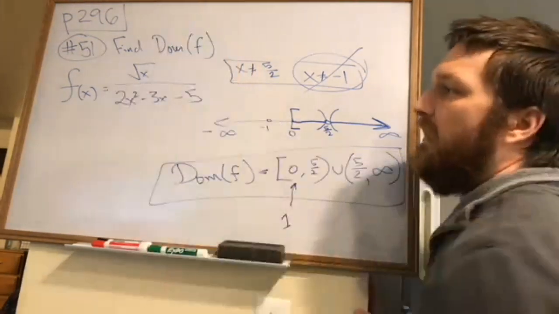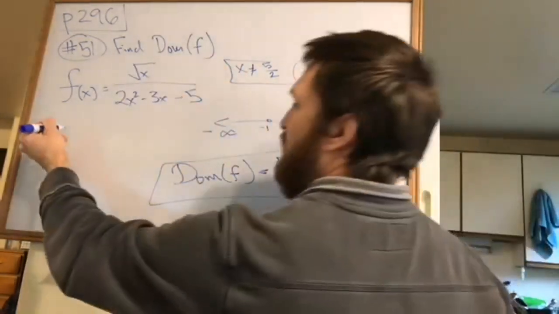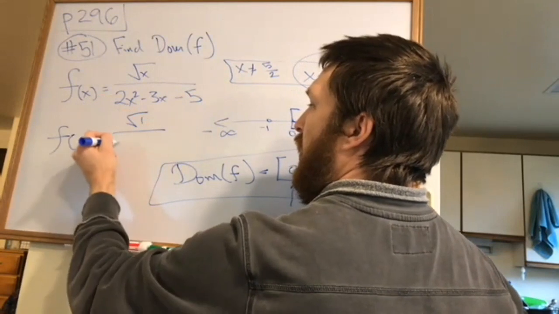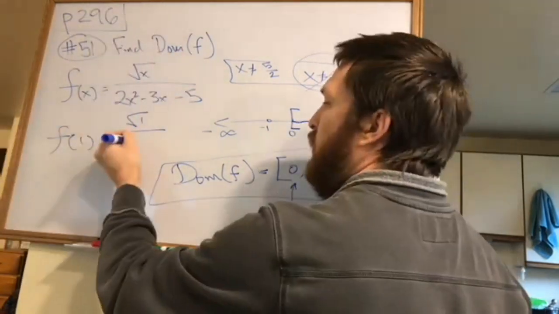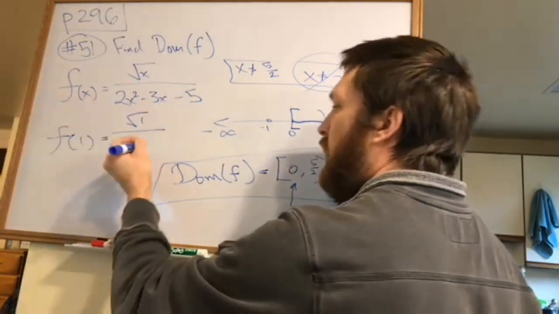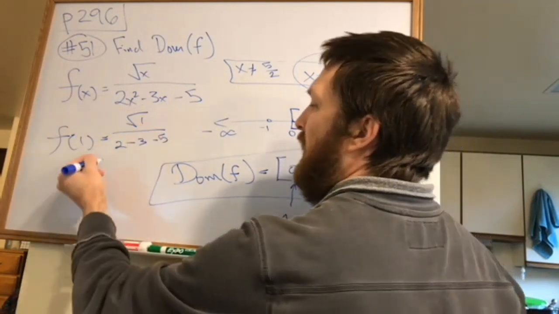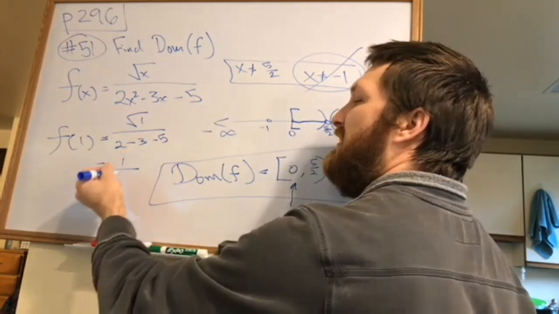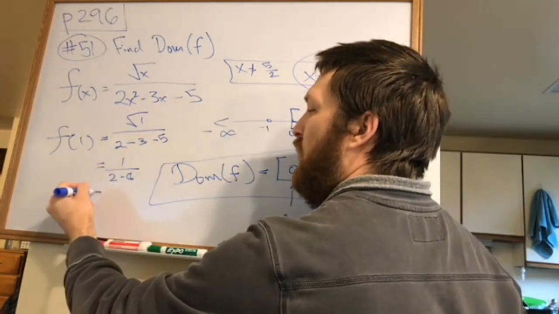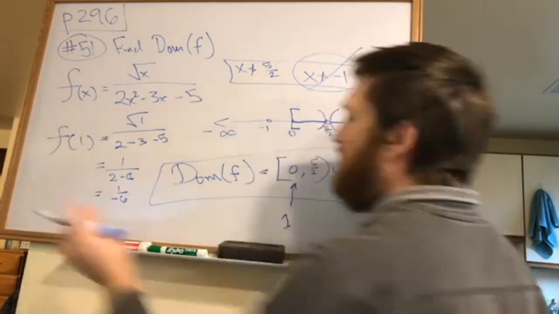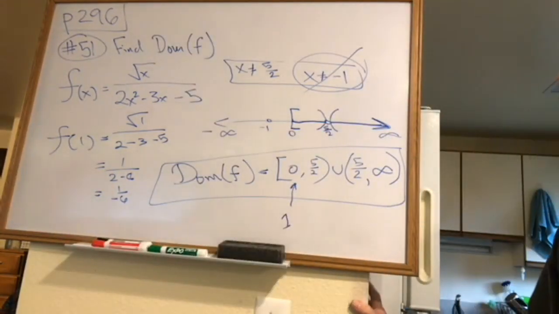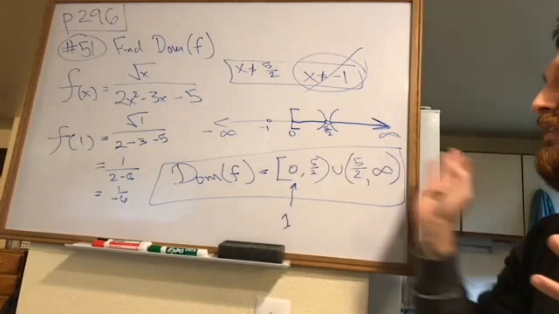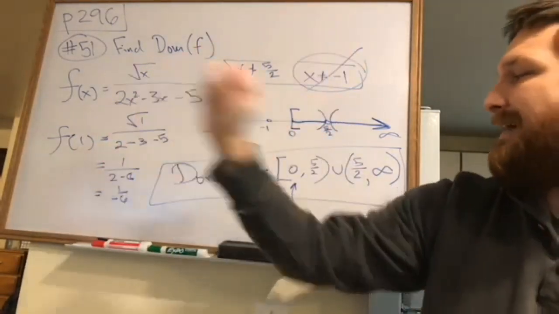And if you were to plug it in, you'd be perfectly fine because f of 1 is the square root of 1 over 2 times 1 squared, which is 1, minus 3 times 1, minus 5. Okay, you have the square root of 1, which is 1, over 2 minus 3 minus 5, that's the same as 2 minus 8, which is 1 over negative 6. Perfectly fine, no problems there, right? Ditto with all the other numbers that are in this interval, you'll get something that makes sense.